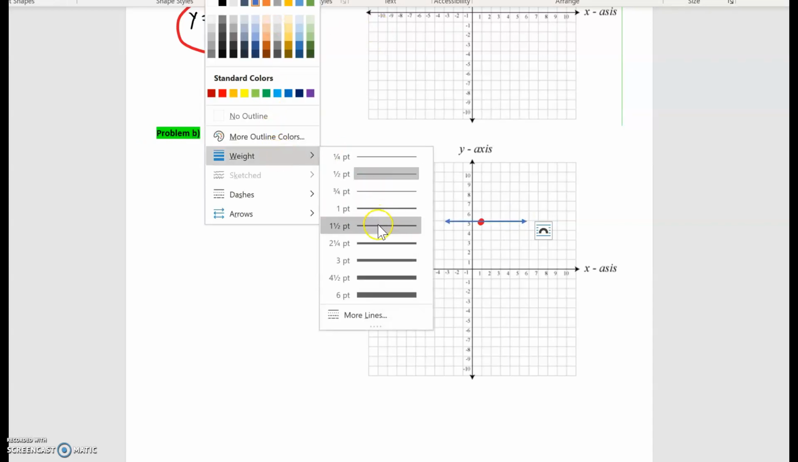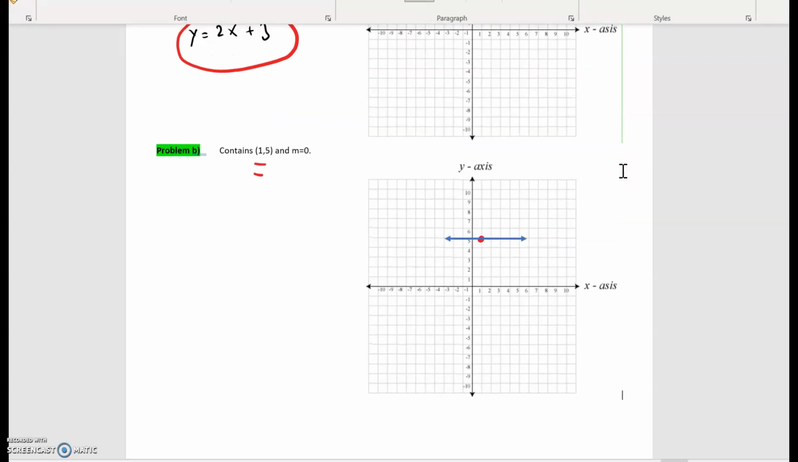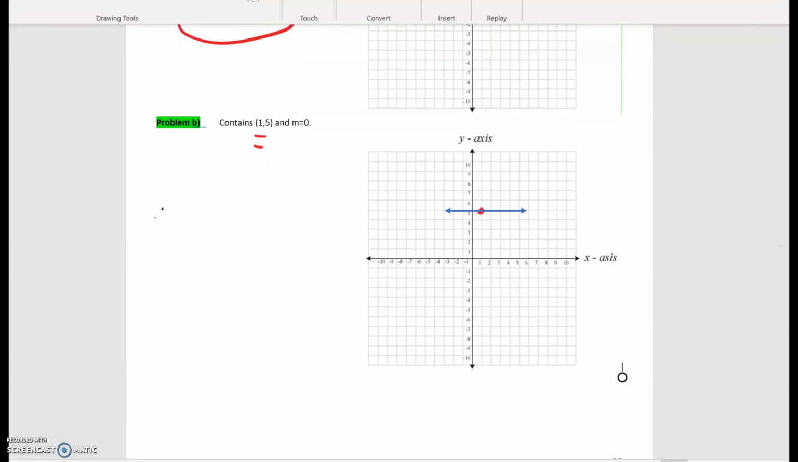This one doesn't require any evaluation. It's one of your horizontal lines. So once again, it has to go through the y-axis at the point (0, 5). So our main solution is y is equal to 5.